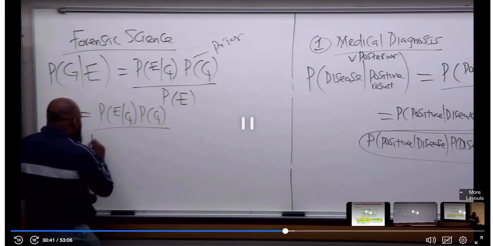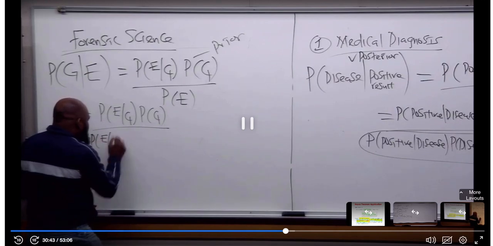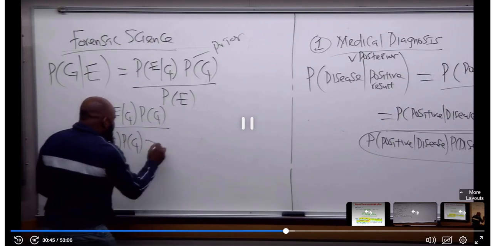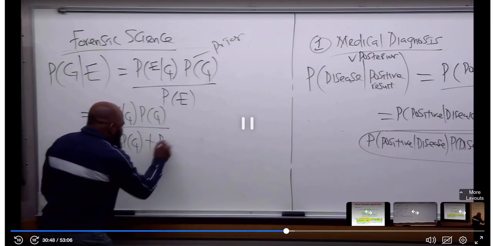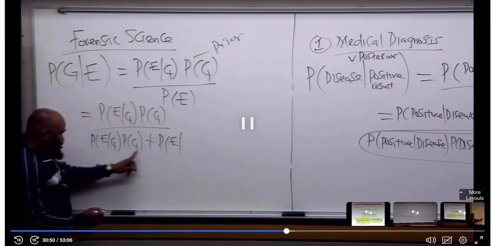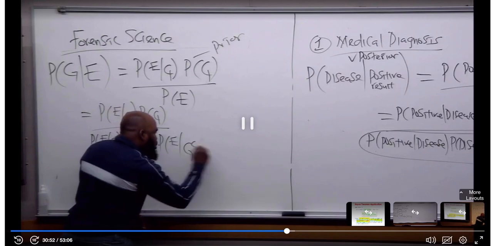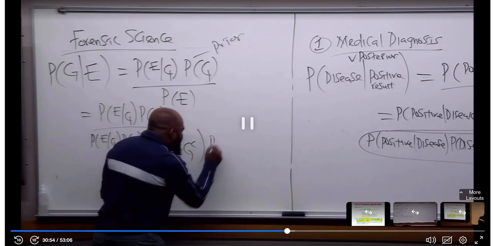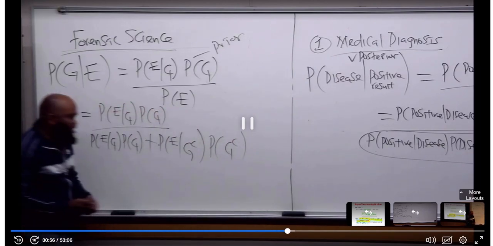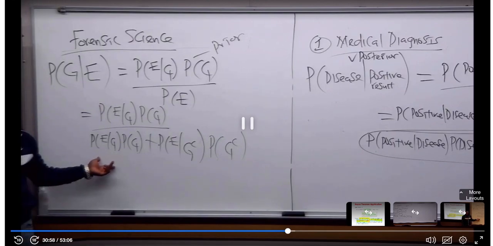So I'm going to write the probability of E given G, times the probability of G, plus the probability of E given not guilty, multiplied by the probability of not guilty, the complement of guilty. Take a look at that. This is Bayes' theorem now. Is there any question here?